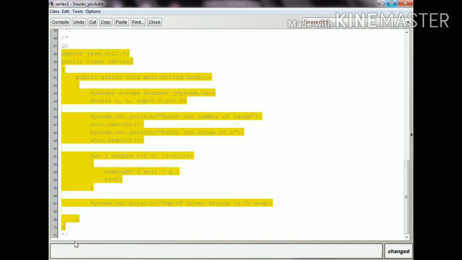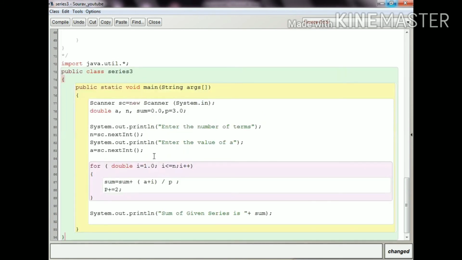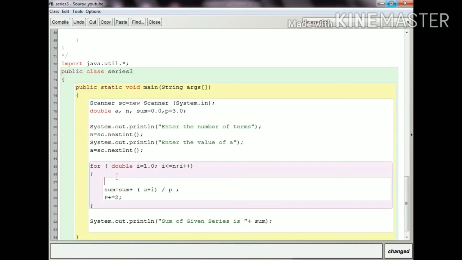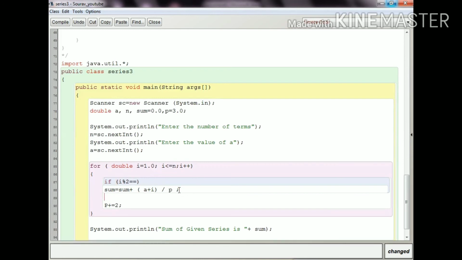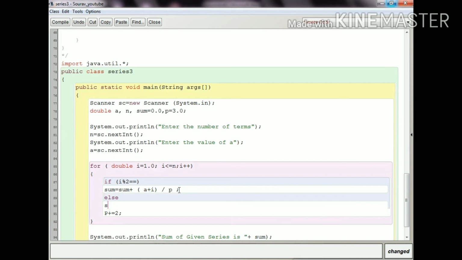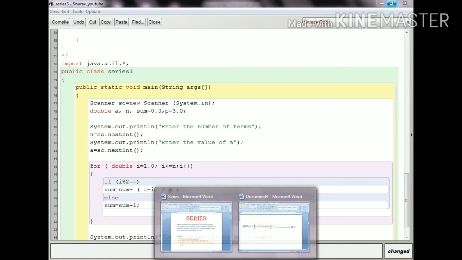Okay, so ask the similar question. So here we have to use if i mod 2 double equals 0, then write a statement, else sum equals sum plus i, and here we have to write a by i.